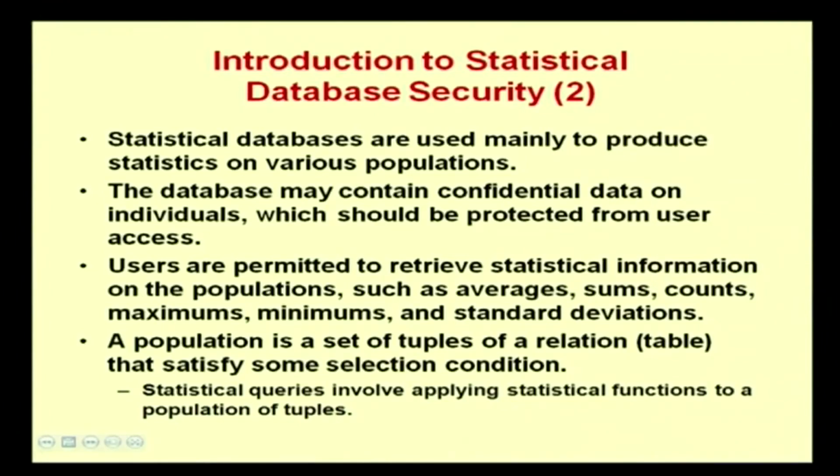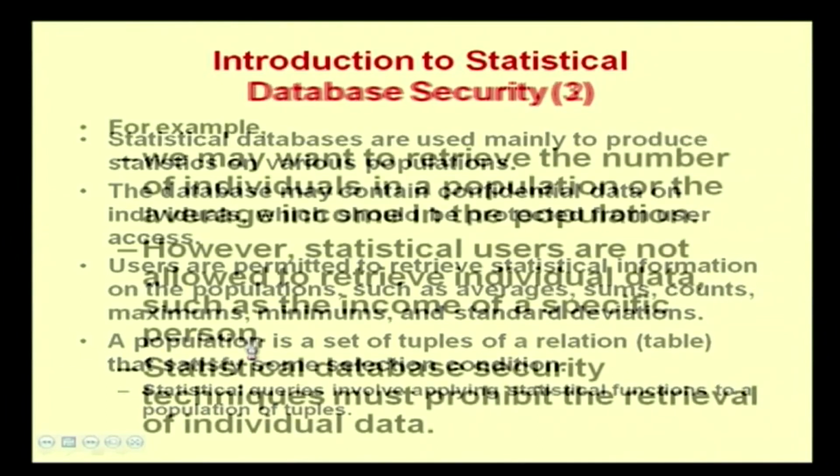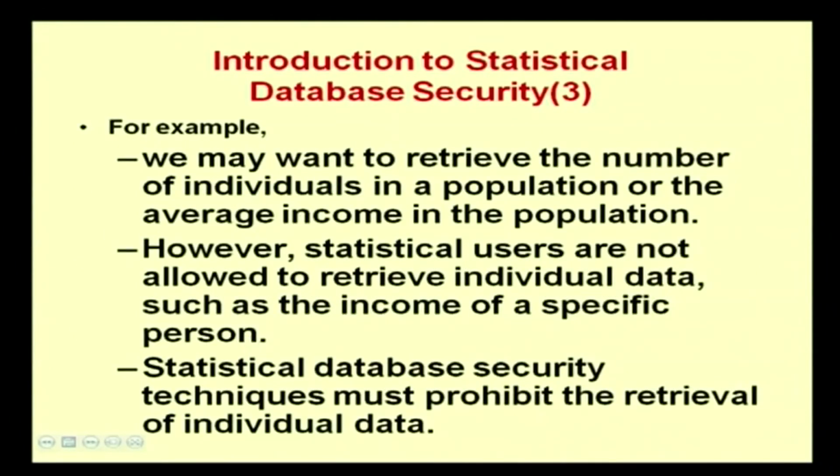Users are permitted to retrieve statistical information on the population such as averages, sums, counts, maximums, minimums and standard deviations, typical statistical parameters. A population is a set of tuples of a relation that satisfies some selection condition. So, statistical querying involves applying statistical functions to a population of tuples. For example, we may want to retrieve the number of individuals in a population or the average income of a population. However, statistical users are not allowed to retrieve individual data such as the income of a certain person. But you can do some averaging of all the people and then give a value.